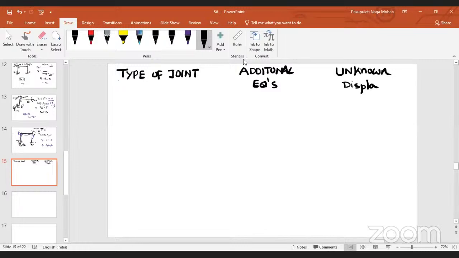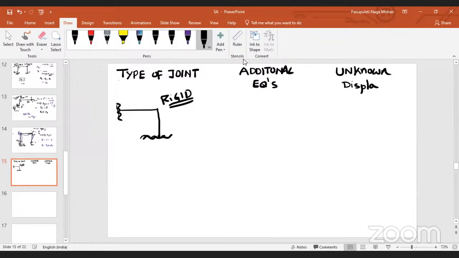Okay. Now, let me start with rigid joint. What does the symbol mean? Continuous, right? Forget about them. If it is a rigid joint, there are additional equations that you will come to know after. There are no additional equations for a rigid joint.